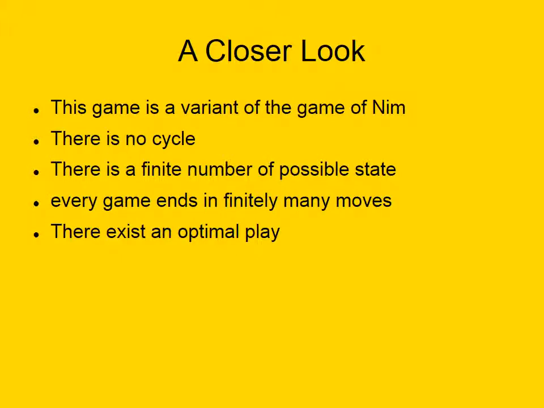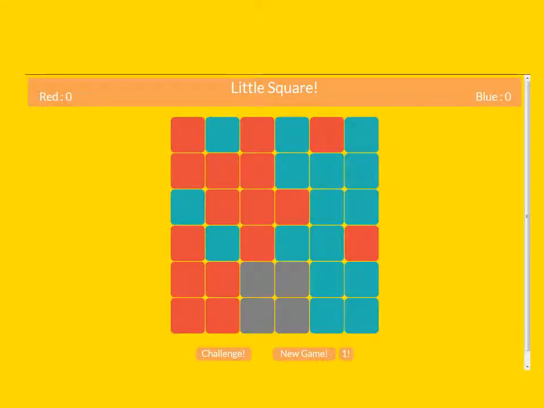Then there exists an optimal play where both players play optimally. A player plays optimally if he or she always makes the best move in his or her turn. The best move is the move that makes the opponent in the worst situation possible. For example, it is the red player's turn right now.